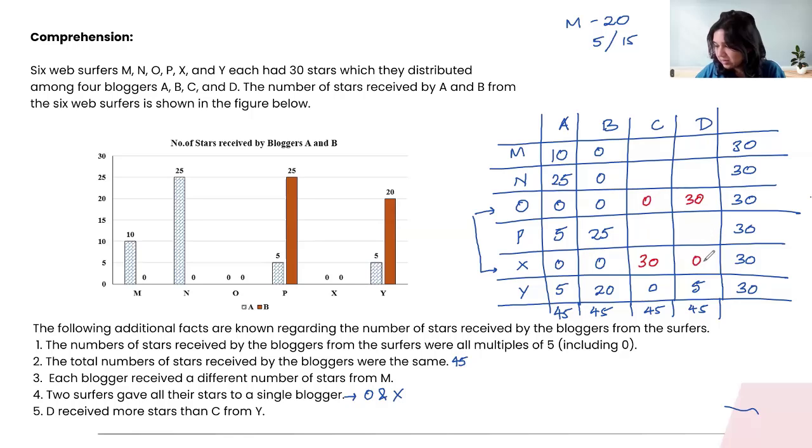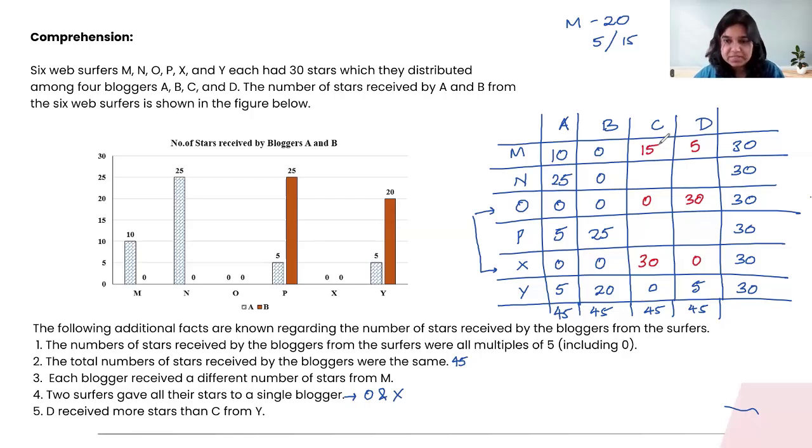Now D wants another 10. Where can I get a 10 from? This is either a 5 or a 15, so it cannot be 15, right? This will have to be a 5. Because if I take 15 here, this goes 15 plus 30, which is 45, plus 5, which would be 50, not possible. That means this is a 5 and this is a 15.